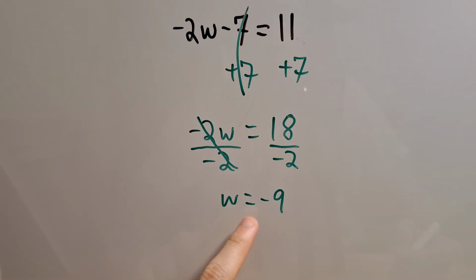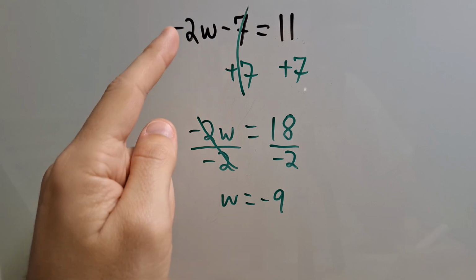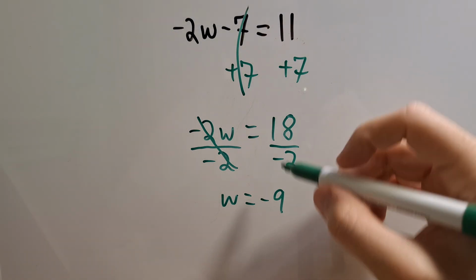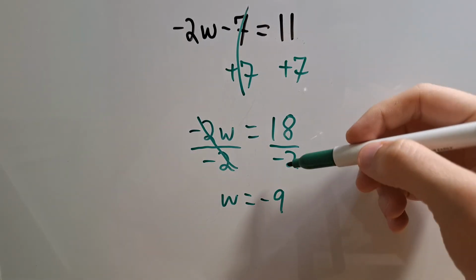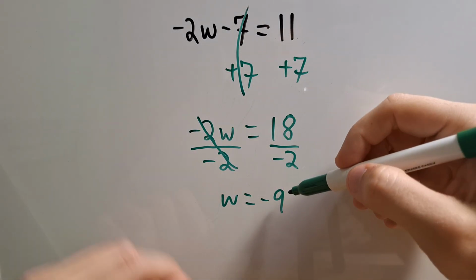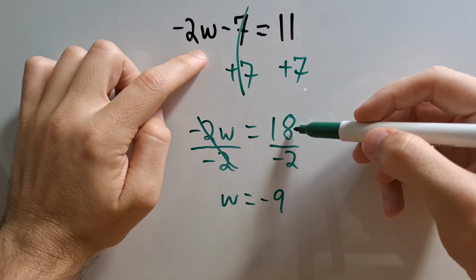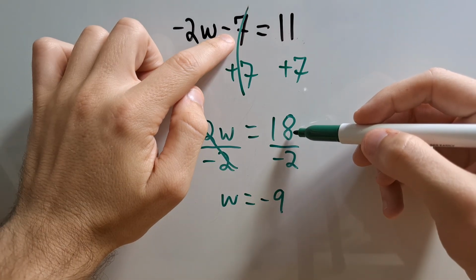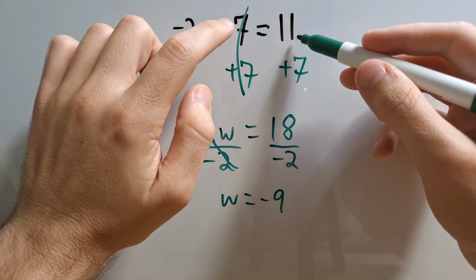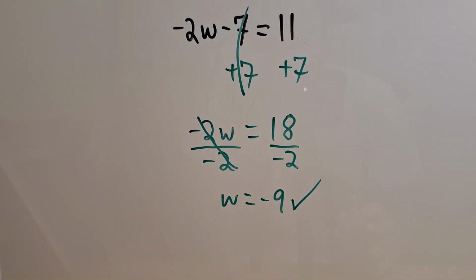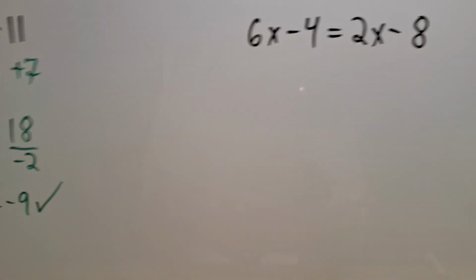Last thing we would do is take this negative 9 and plug it back in for here and check if this solution is legit. Plugging in negative 9 here, it's essentially like working backwards. So negative 2 times negative 9 gives us positive 18. You do 18 minus 7, you will get 11. So this checks out. Let's do another one.